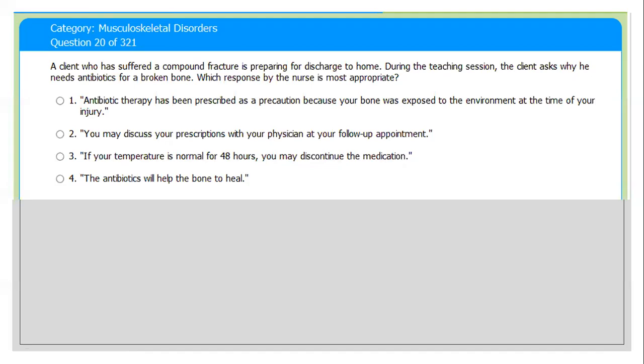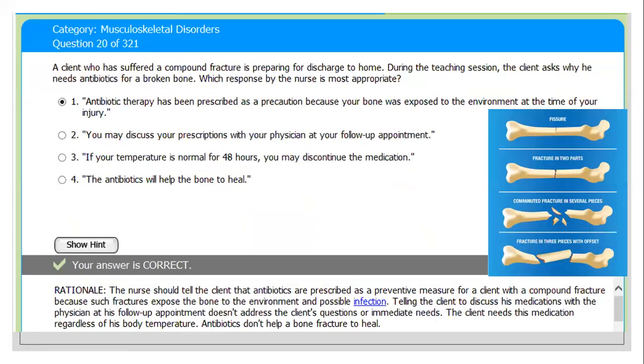The correct answer is: antibiotic therapy has been prescribed as a precaution because your bone was exposed to the environment at the site of your injury. If you read this question, the examiner is asking about compound fracture, right? What is a compound fracture?